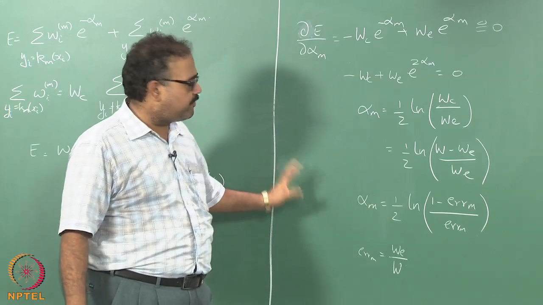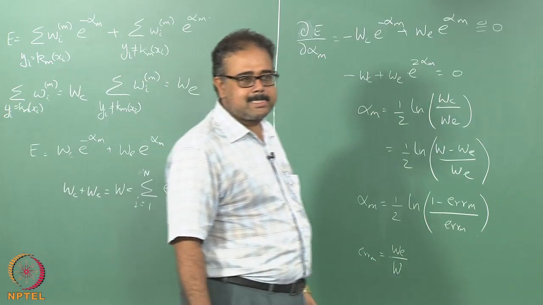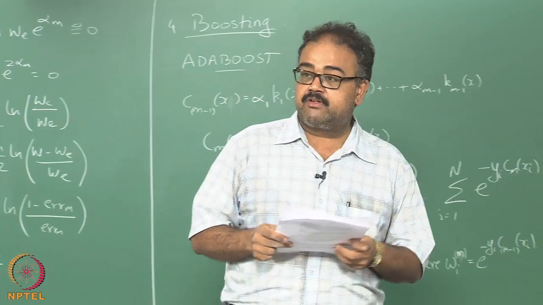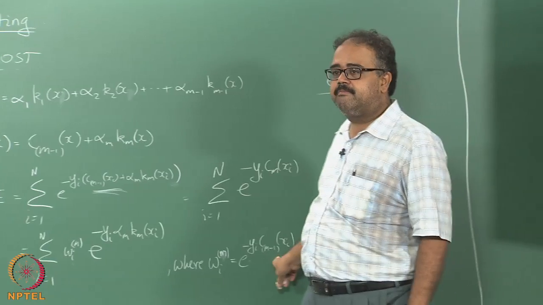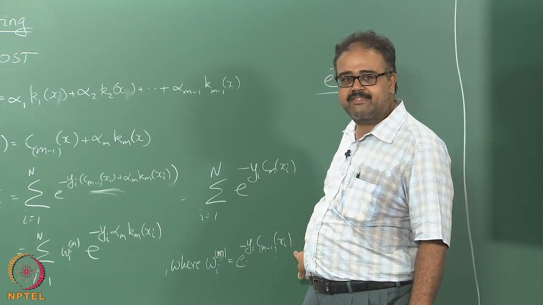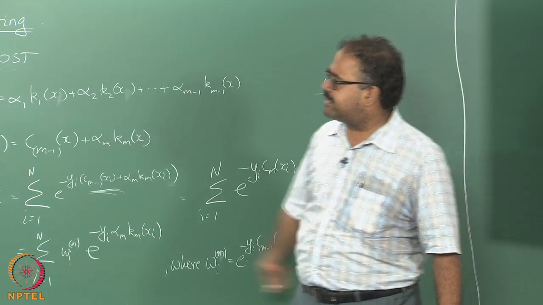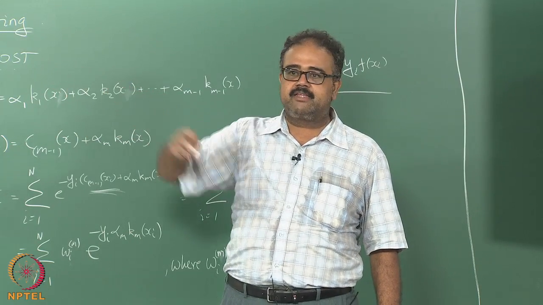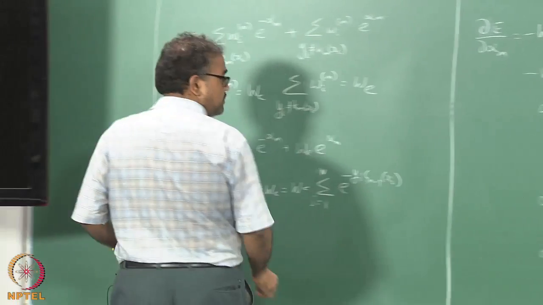And then anything else that you have to do? I have found Km, I have found alpha m, what do I have to do now? I have to change my W's now for the next stage. So what is my Wi? It is e power minus yi Cm minus 1 xi. So now it has to become e power minus yi into Cm xi. So what is the best way to do that? Just multiply the existing W by e power minus alpha m yi Km xi. Does it make sense?